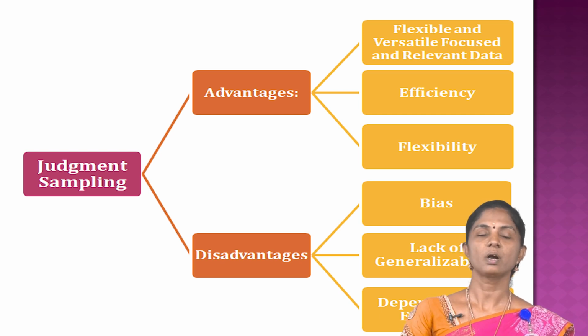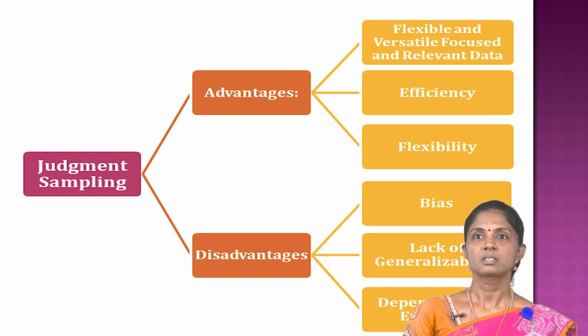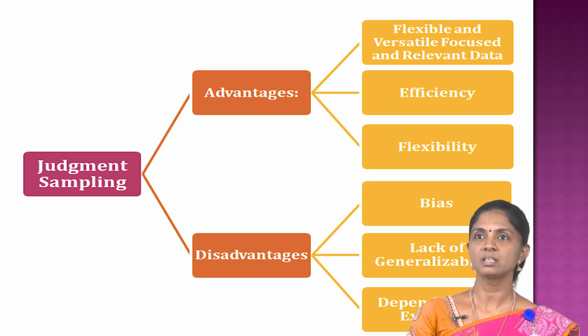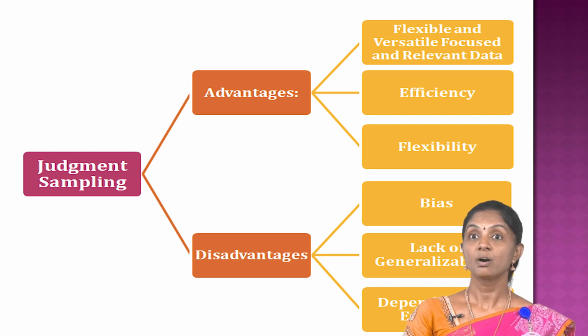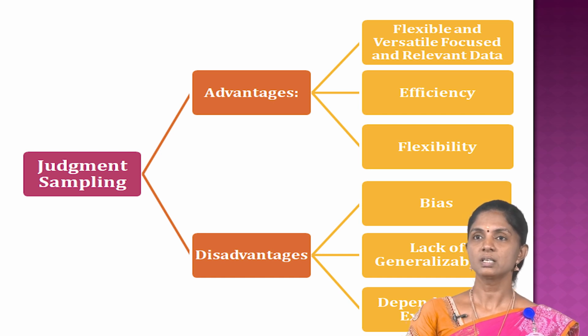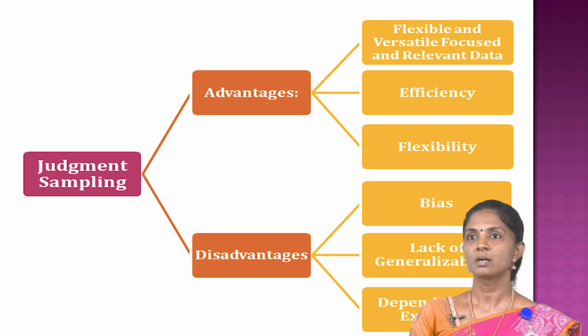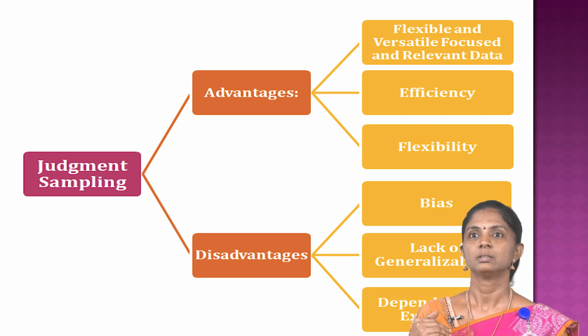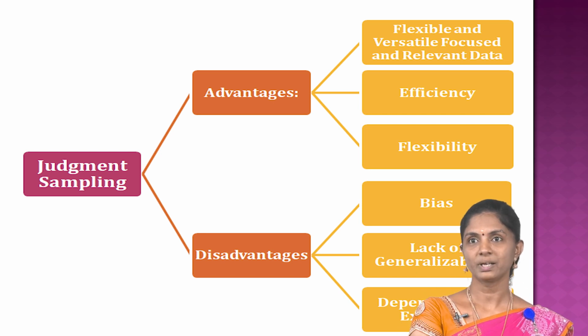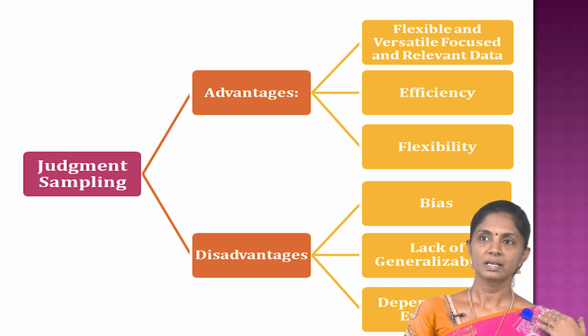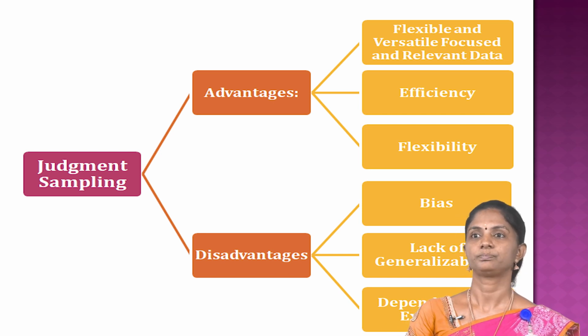So the disadvantages of judgment sampling. This method's process is subjective and can introduce research bias, which may affect the reliability and validity of the findings. A lack of generalizability. Results from judgment sampling cannot be generalized to the entire population because the sample is not randomly selected. Dependence on expertise. The quality of the sample and the findings heavily depend on the researcher's expertise and knowledge.